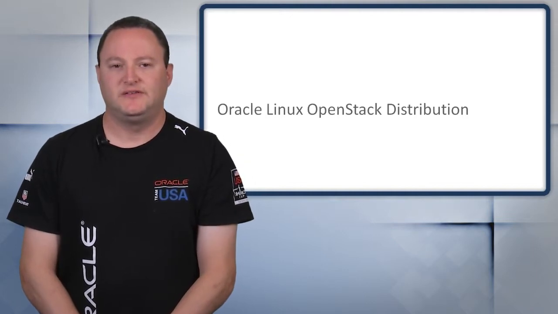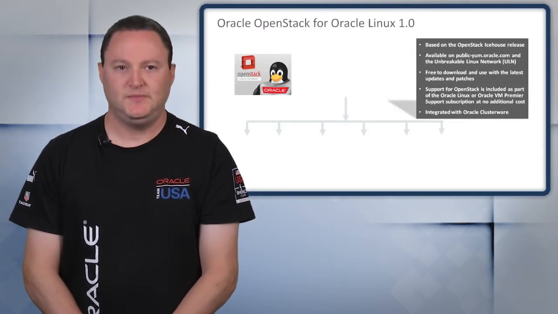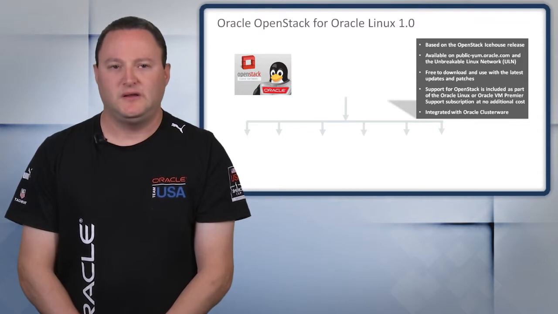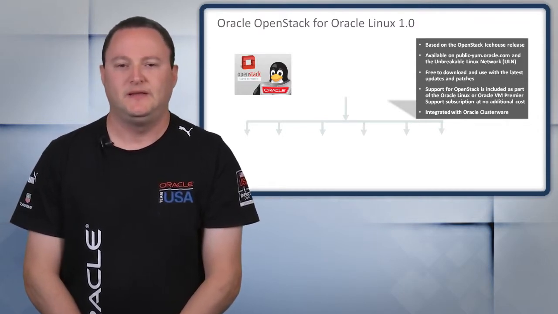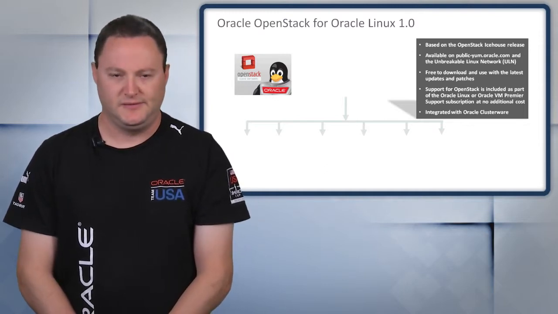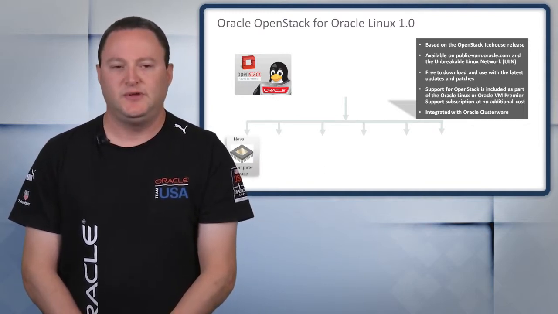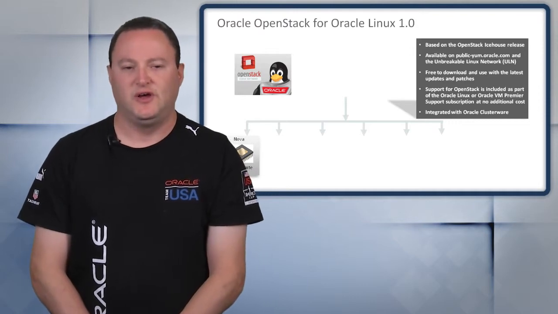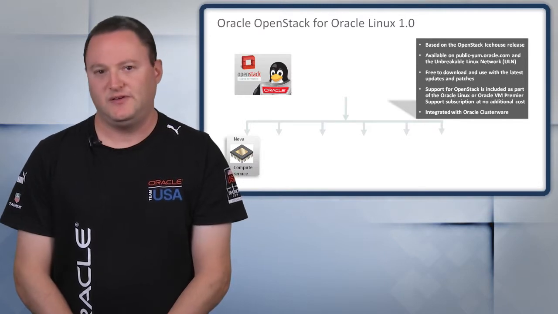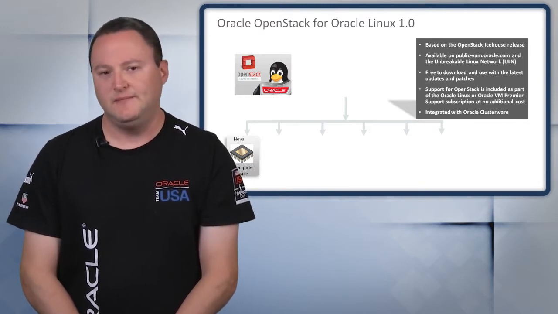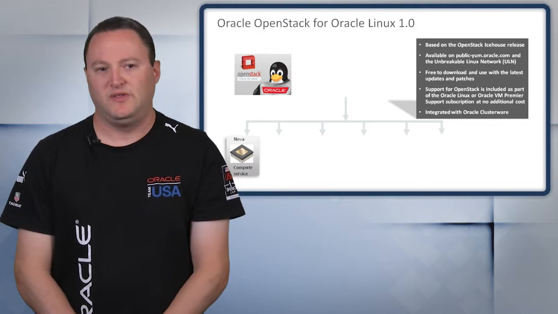So let's talk a little bit about the Oracle Linux distribution of OpenStack, or as we call it, Oracle OpenStack for Oracle Linux. Oracle OpenStack for Oracle Linux is now available and it consists of several pieces. We support the compute service Nova, and under the compute service we support two types of hypervisors, Oracle Linux with KVM and Oracle VM with Xen.